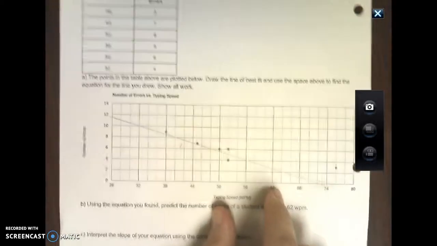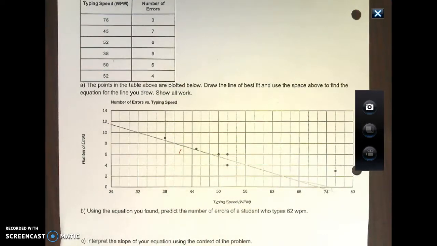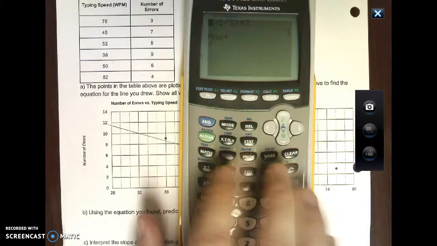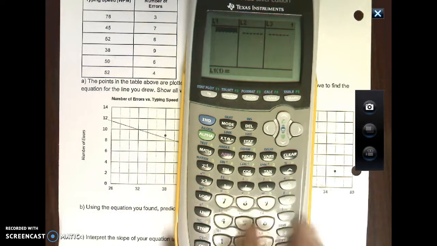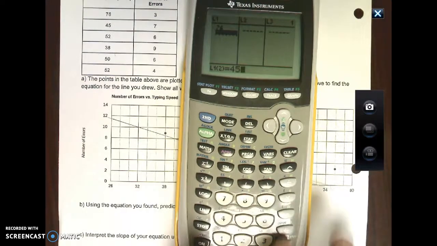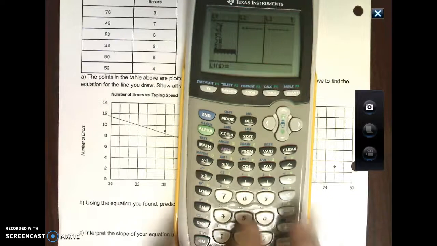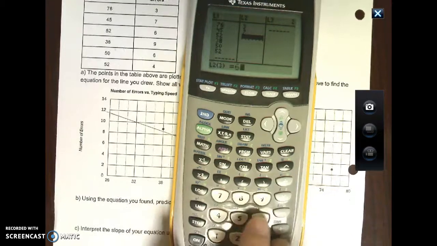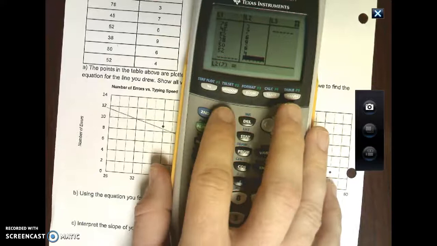Now, if you have the opportunity, for line of best fit, you can use said calculator. If you hit this stat button and go to edit, I'm going to type all these points in. Okay, go over to the right, type in the corresponding y's. Okay, I'm going to get back to my home screen, hit second quit.